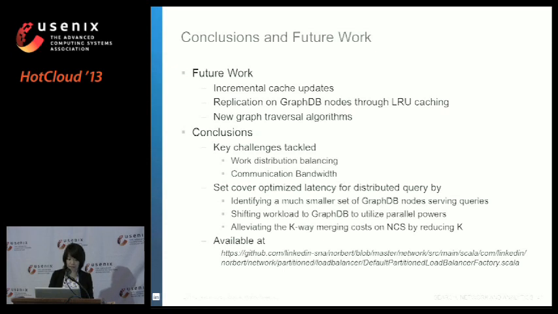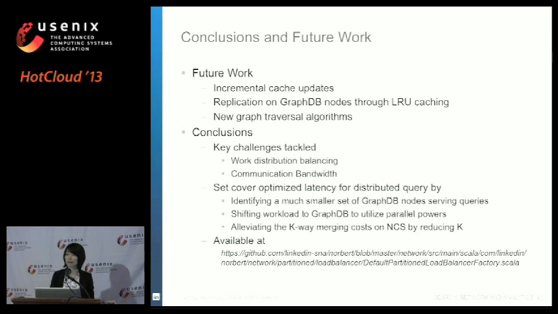Currently at LinkedIn, we have a couple more efforts going on to further scale our system. One area we're working on is an incremental cache update framework. Instead of building a user's second-degree cache every time the user logs online, only the delta for a user will be transferred from the GraphDB cluster to NCS. We also find the replication ideas very interesting, and we're considering applying some of them in our GraphDB cluster.